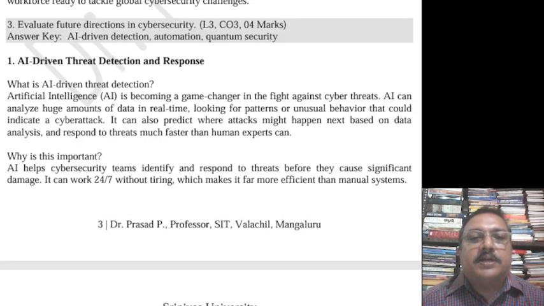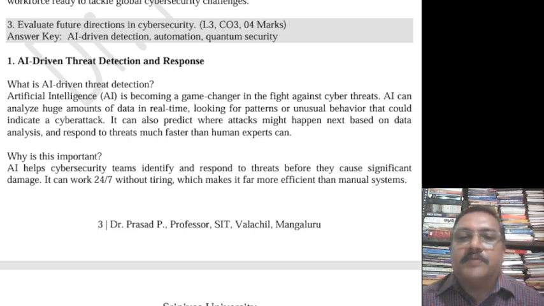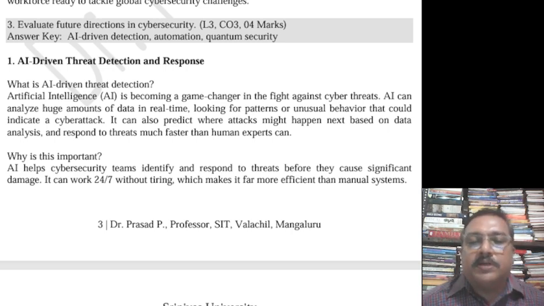Evaluate future directions in cyber security, that is AI detection and automation, quantum security. Artificial intelligence is now a game changer. Because of that, many things are changing, and we are changing based on that. We cannot use the old methods. We have to adjust to the new things, that is artificial intelligence, how to handle it or how to make it work for us.